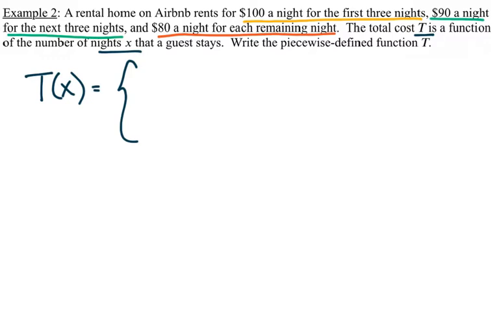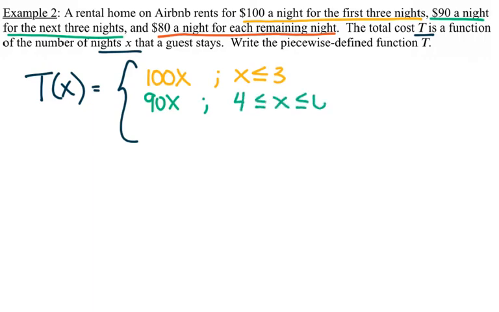Okay. So first thing I want is we're doing $100 per night. So x represents nights, so it's going to be 100 times x. I have to restrict the domain because this is only good for the first 3 nights. So as long as you are less than or equal to 3 nights, you get it for $100. The next one, I spend $90 a night. That's for the next 3 nights. So that would be between 4 and 6 nights. And then the last one is for $80 a night, and that's each remaining night. So anything greater than or equal to 7. So that would be my function.